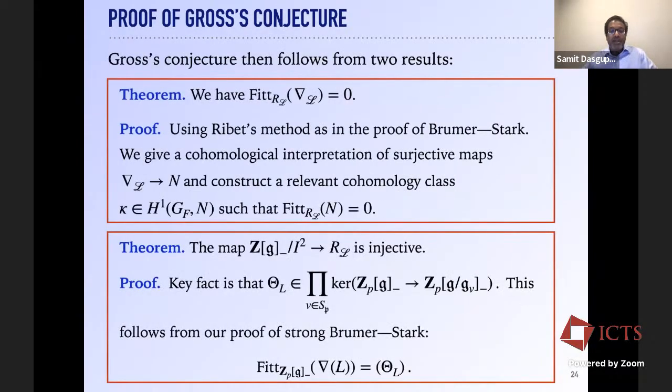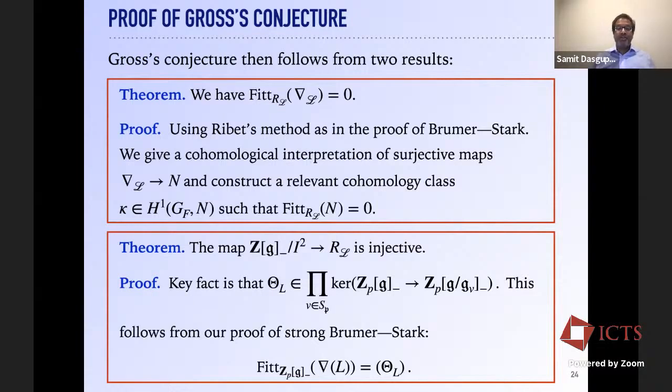All right, and so then you prove the result by proving two separate theorems. So first is that the fitting ideal of this Nabla L is 0. Okay, so that's what you wanted. You wanted to show that, okay, the fitting ideal you can see by construction is the thing that you want to be 0. So you've got to actually prove that the fitting ideal is 0. And how do you do that? You do that by Ribet's method.